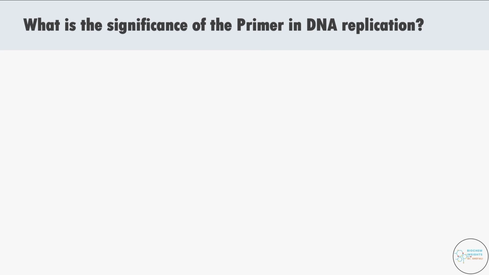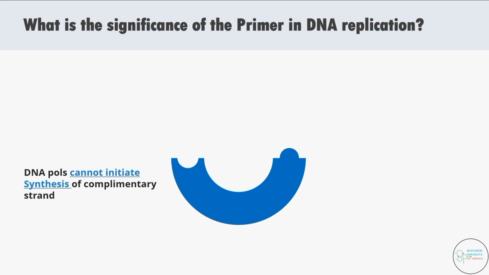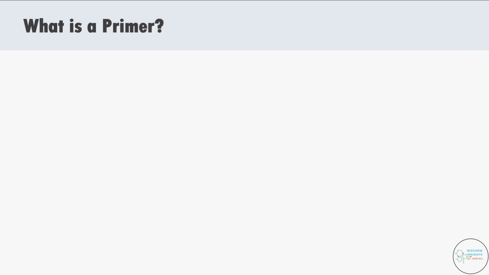The fact is that the enzyme DNA polymerase, which is responsible for DNA synthesis, cannot initiate synthesis of a complementary strand on its own. It is only able to add nucleotides to an already existing nucleotide chain. So we need a primer that has a free 3' OH end to which DNA polymerase adds nucleotides to elongate the chain. And so the RNA primer serves as a starting point for DNA polymerase to be able to carry out DNA replication.